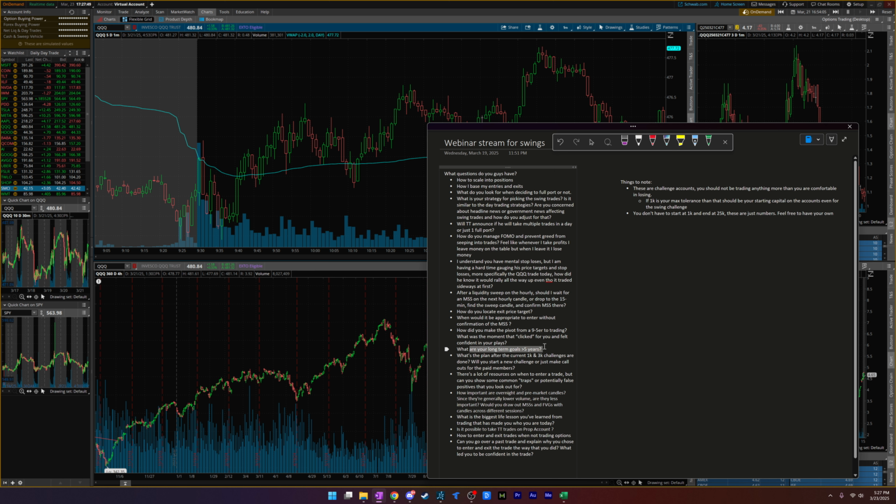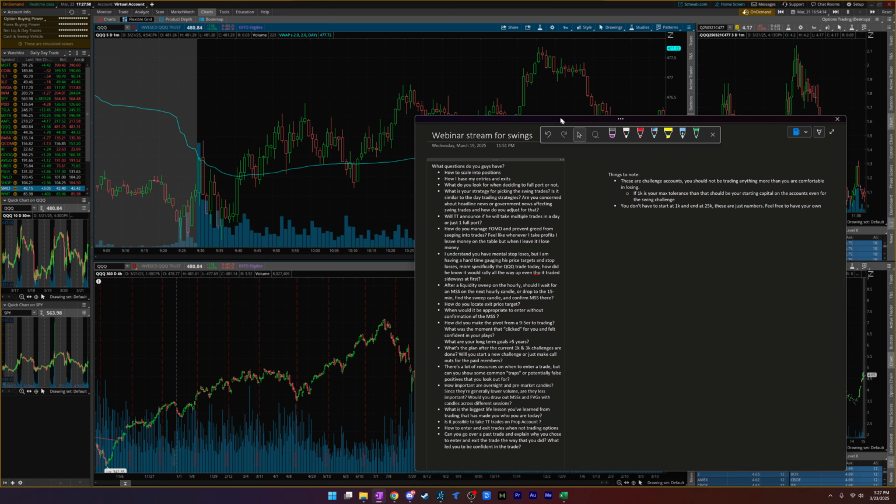What are your long term goals in 5 years? Just to get my long term portfolio into a size where I can live off of dividends. That's probably like 2 to 3 million.